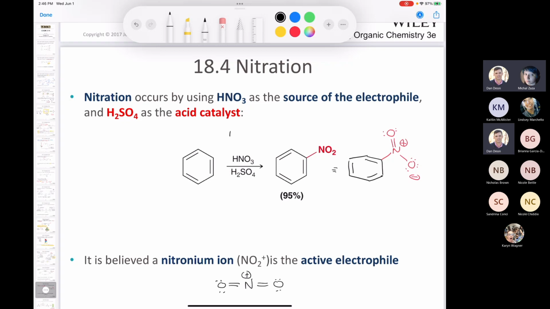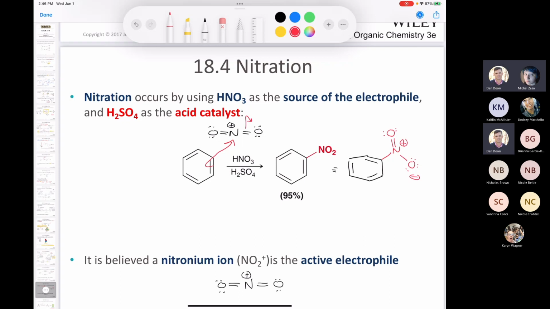And you can imagine that if you have this nitronium ion produced in situ, so that just means in the reaction mixture, that this is such a powerful electrophile that the aromatic ring is going to attack that like nothing. Anyhow, and we'll get into the mechanism in a second. That's coming up in a second.